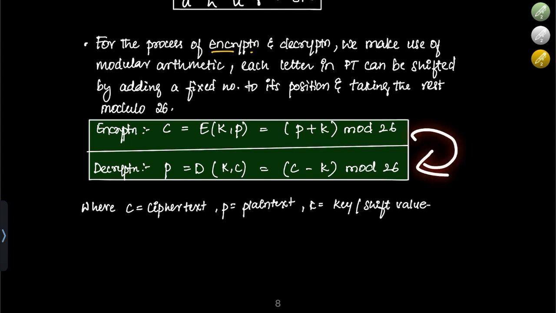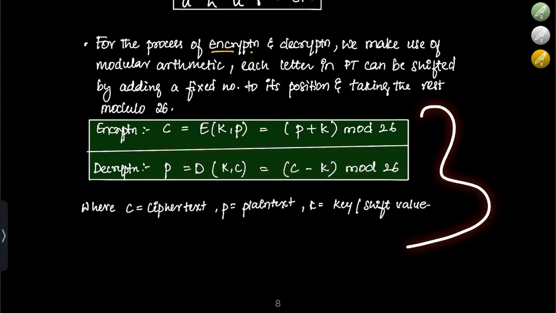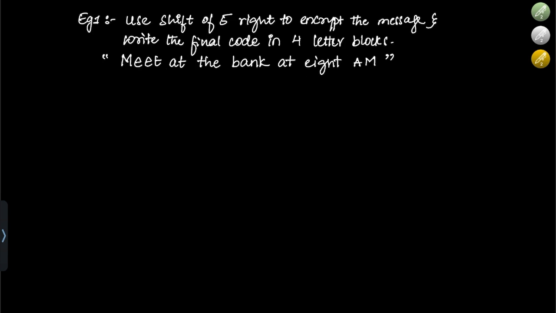And for decryption, it is the reverse. So we have to get the plain text, which is equal to the decryption function comprising of key and cipher, which is equal to cipher text minus key, mod 26. So we'll understand these two when we are actually solving the problem. Okay, so let's look into the example.